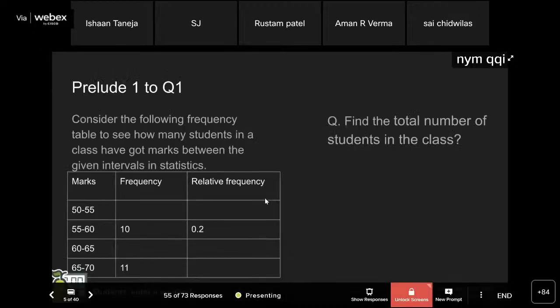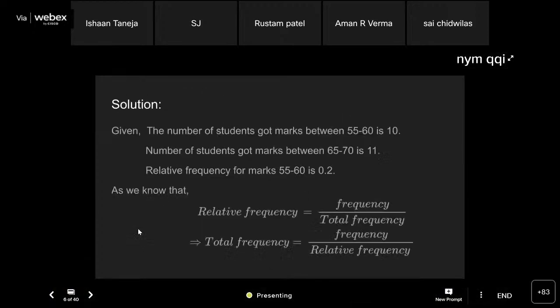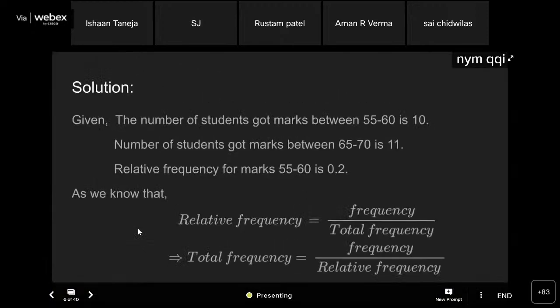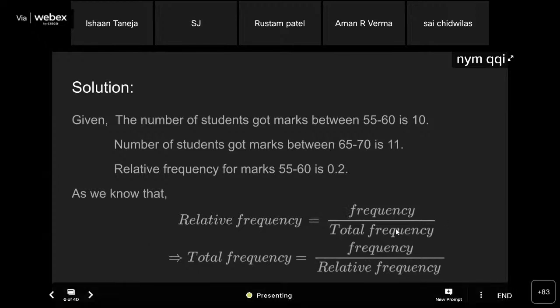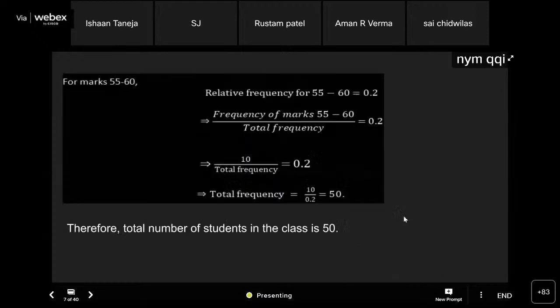In such type of question, always try to find the category for which all the information is known to you. So here for category 2, we know both frequency and relative frequency. And we know that the formula for relative frequency is just frequency over total frequency. We're just putting in the values, and we can find the total frequency, which would be nothing but 10 over 0.2. It comes out to be 50.